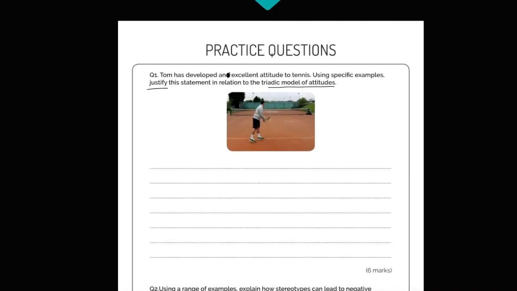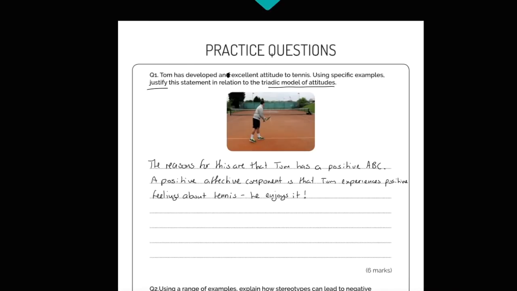Again, you can pause this if you need to and read what I've put in. I'll put it in a statement at a time for you. Feel free to pause and go over what I've written. So the reasons for this, I'm justifying, are that Tom has a positive ABC. Okay, so maybe that's going to get me some credit. I'm looking for 6. A positive affective component is that Tom experiences positive feelings about tennis. Okay, so I'm picking up marks by talking about my affective. He enjoys it. I'm clarifying that point.